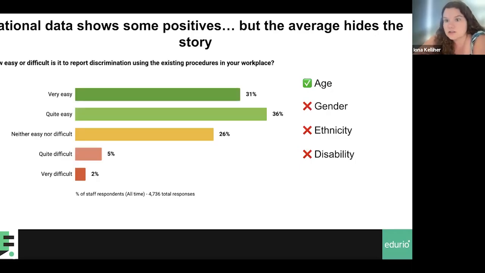We also look at some of the structures in place. So we ask the question, how easy or difficult is it to report discrimination? And again, not a huge proportion that feel that it is difficult to report discrimination. Much more people feel that it is easy to report discrimination than it is difficult. But the moment we look at that by different characteristics, we're seeing a similar trend. So again, not a massive difference by age. I'll talk in a minute about where there are some of those things. But by gender, by ethnicity, and by disability status, we are seeing that there are differences between the majority group and the minority group.